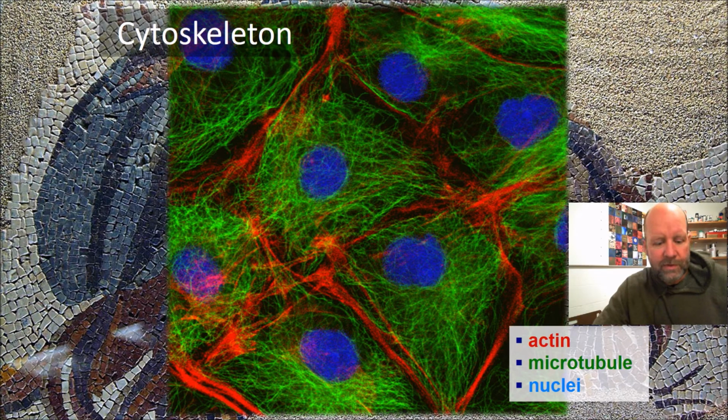This is a pretty cool image where they've labeled DNA with fluorescent dyes, and so that's why you see the nuclei in blue. The actin fibers are stained in red, and the microtubules are stained in this kind of greenish color. So you can see that the microtubules tend to be internal in the cells, and the actin fibers tend to be near the membrane.